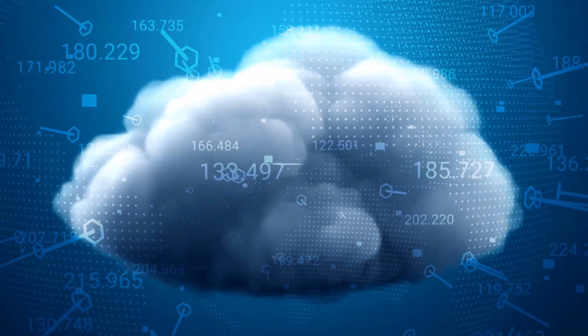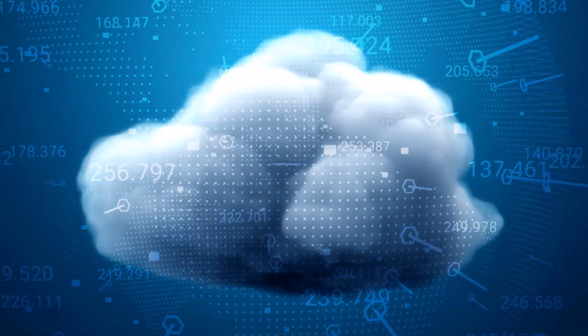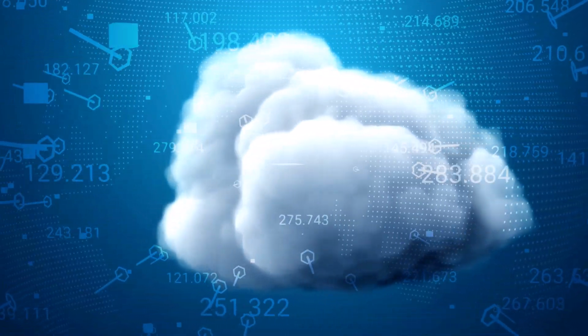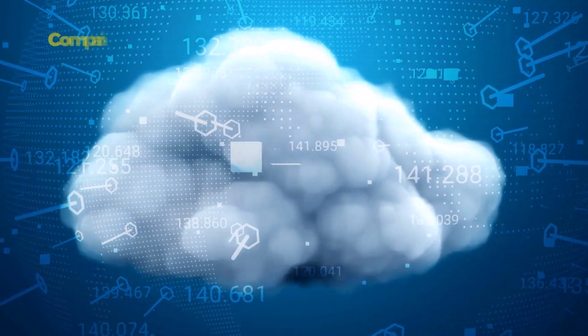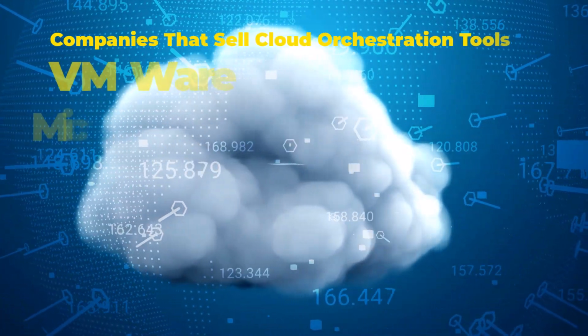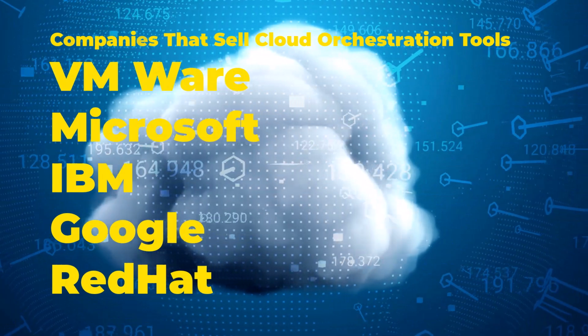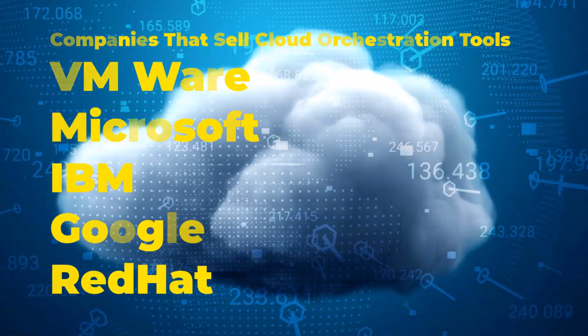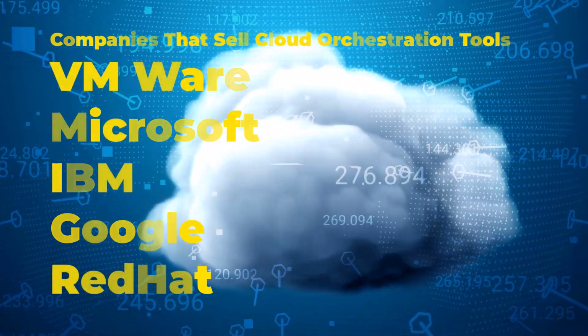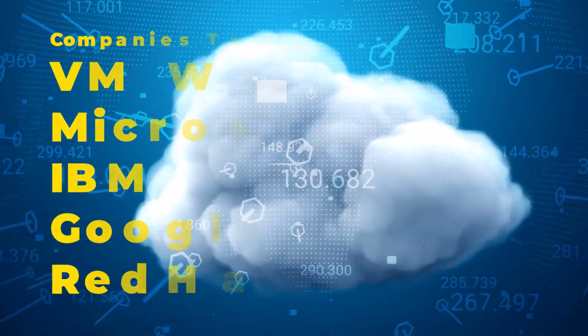Oh yeah, that's great. Let's go another layer into it. What are some companies that sell cloud orchestration tools? We've got VMware, Microsoft, Cisco, IBM, Google, Red Hat. All of these companies offer different features and different capabilities for cloud orchestration. You just have to find the one that's best suited for what you need. Now let's get right to it.